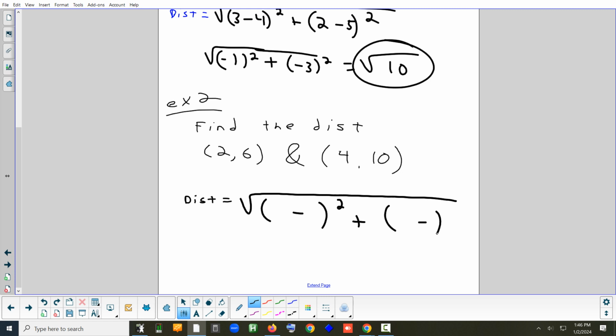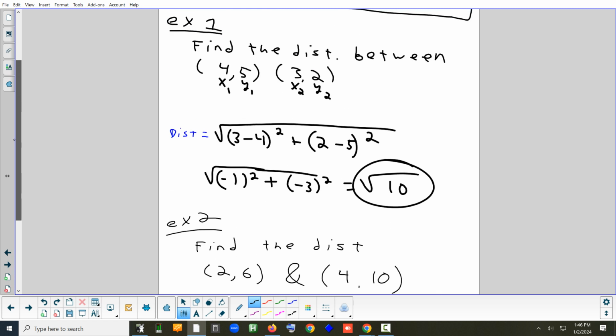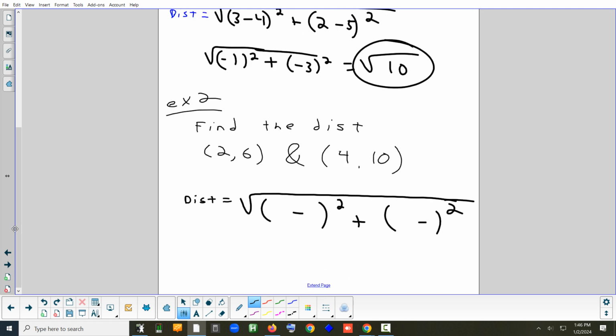Set everything up. Now I just have to think about what goes where. Can anyone tell me what would go in the first set of parentheses? 4 minus 2. Yep, we could do 4 minus 2. So x2 minus x1. And the second parentheses? 10 minus 6.